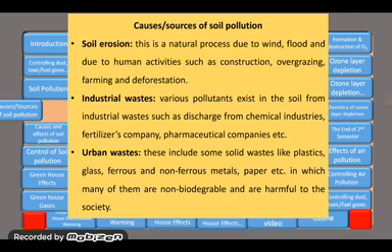Then urban waste. This includes solid waste like plastics, glass, ferrous, that is iron, metals, and non-iron metals. Then paper, etc. All these constitute soil pollutants, many of which are non-biodegradable and harmful to society. Pollutants such as plastics, metals, and even some forms of rubber. Many of them are non-biodegradable. That is, they cannot be acted upon by microbes in order to cause their decomposition. So rather, they stay on the land for years without being decomposed.